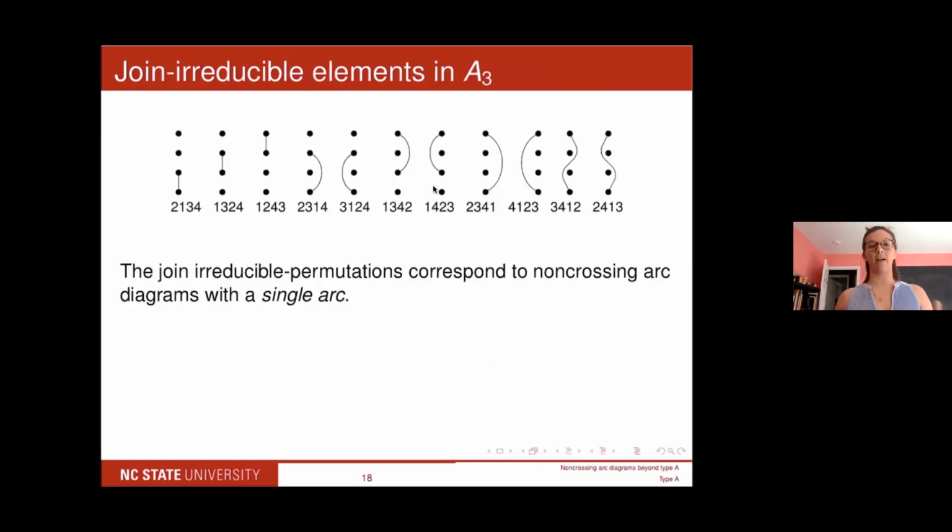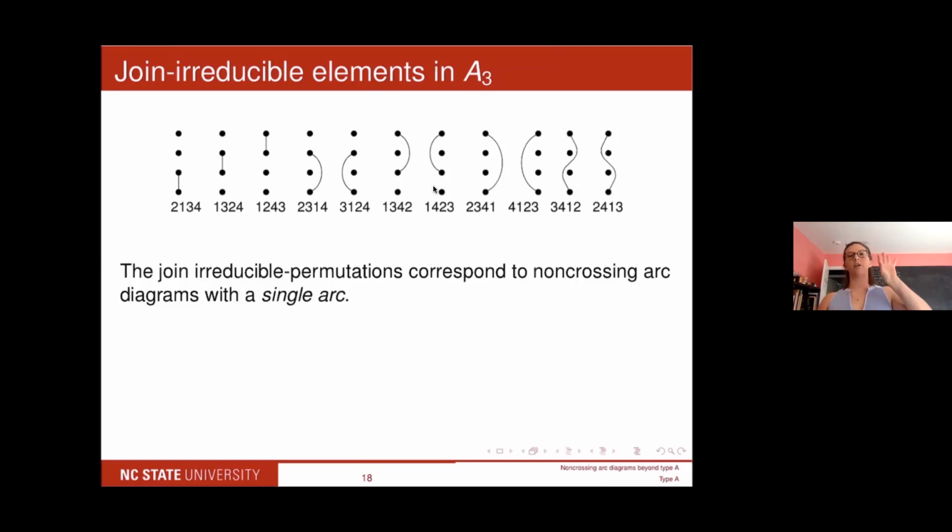Join-irreducible elements in A3 end up being the permutations which correspond to non-crossing arc diagrams with a single arc, which makes perfect sense because, as Mark pointed out so astutely, we draw an arc exactly when we have a descent. So we've got these single arcs that represent join-irreducible elements. Or not, we've got diagrams given by these single arcs.